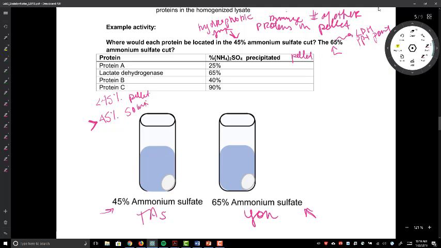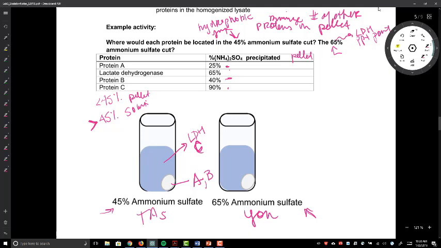So we can see right off the bat, protein A precipitates at 25% ammonium sulfate, so that's going to be in the pellet. And protein B has a precipitation point of 40%, so protein B is also going to be located in the pellet. However, LDH is at 65% and protein C is at 90%. So the supernatant is going to be LDH and protein C. By the way, these other proteins are hypothetical proteins. There are many more proteins in your real solution.